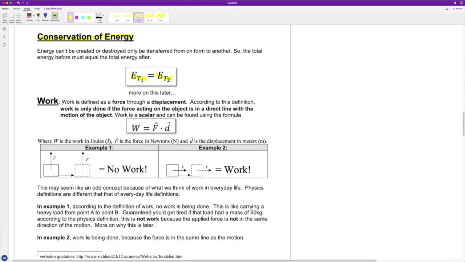So I did mention work. Well, work as in going to your place of employment. But in physics, work means something different. Work is defined as a force through a displacement. Now, according to this definition, work is only done if the force acting on the object is in the direct line with the motion of the object.